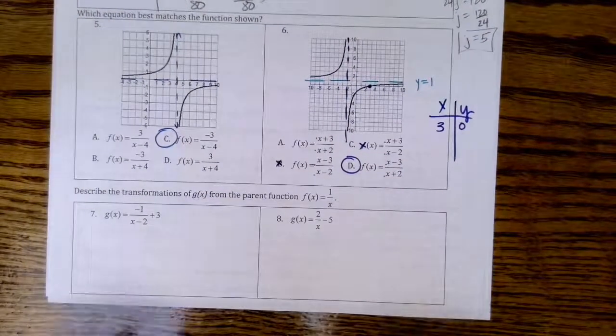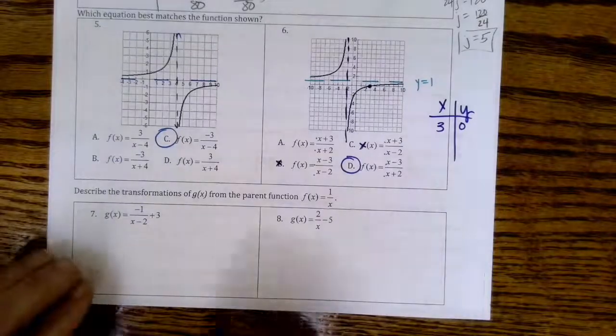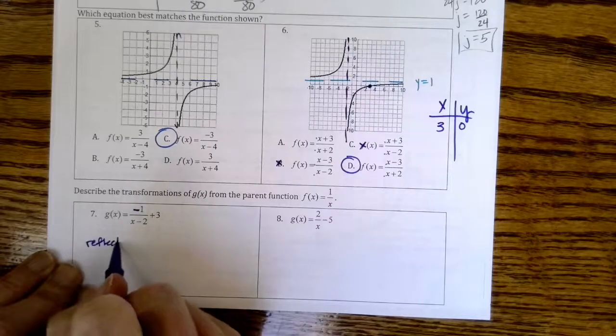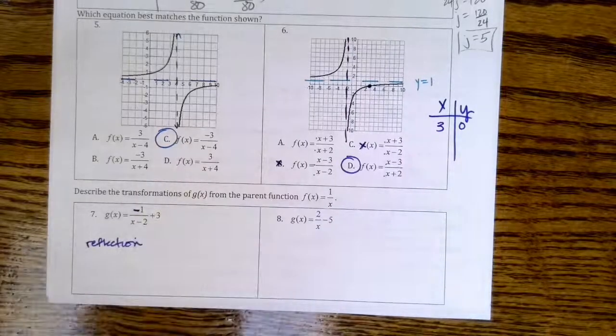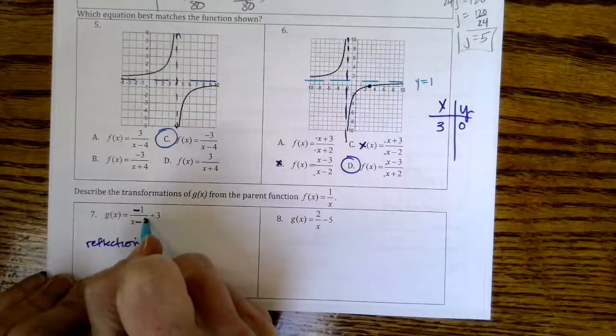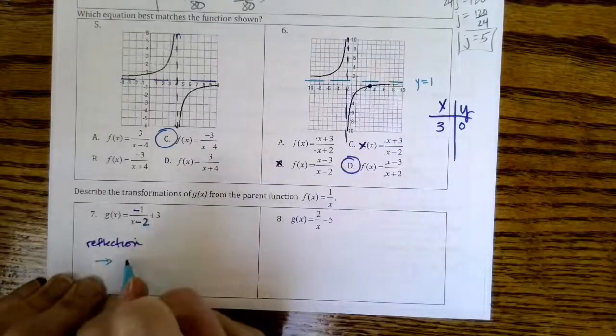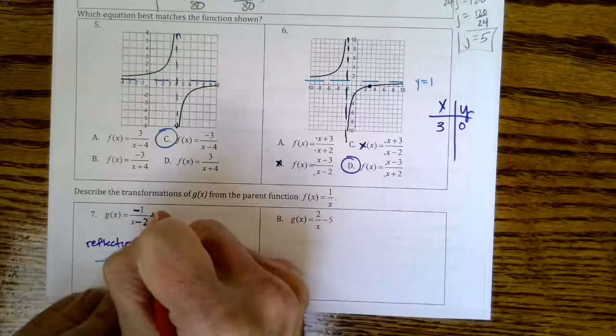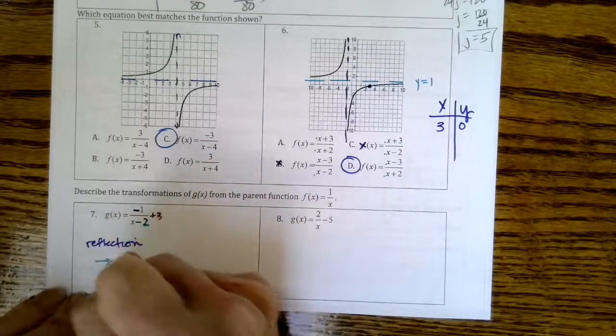All right, so we're going to describe our transformations. This negative means that we have a reflection. This -2 is going to mean that we go this way to the right 2. And this +3 means that we go up 3.